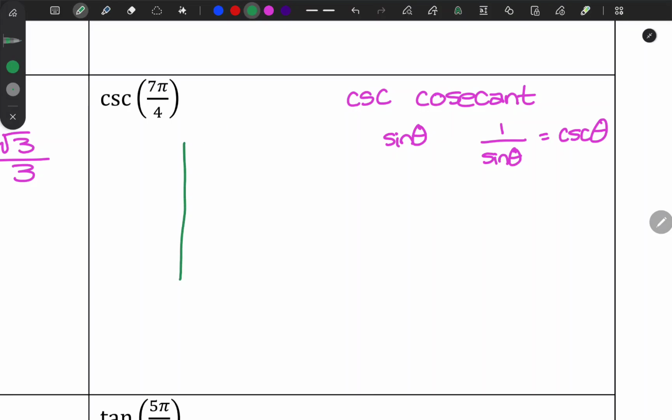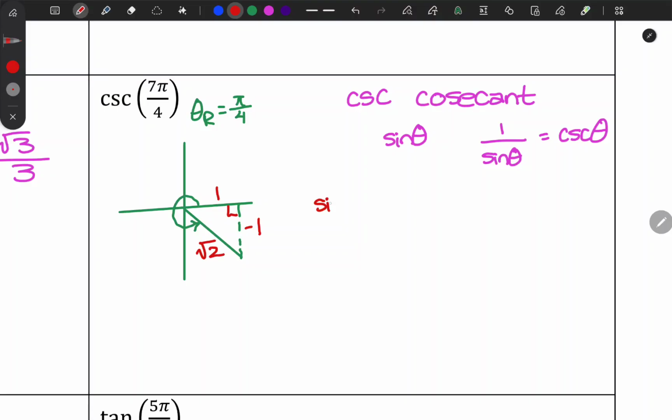So let's just sketch this. 7 pi over 4, almost 2 pi, but not quite. So that's going to be halfway in between here in quadrant 4. There's our angle. Our reference angle is pi over 4. So we're going to put in our sides of the triangle. It's 1, 1, but negative y value, so negative 1, root 2. And then let's actually just start with finding sine of 7 pi over 4.